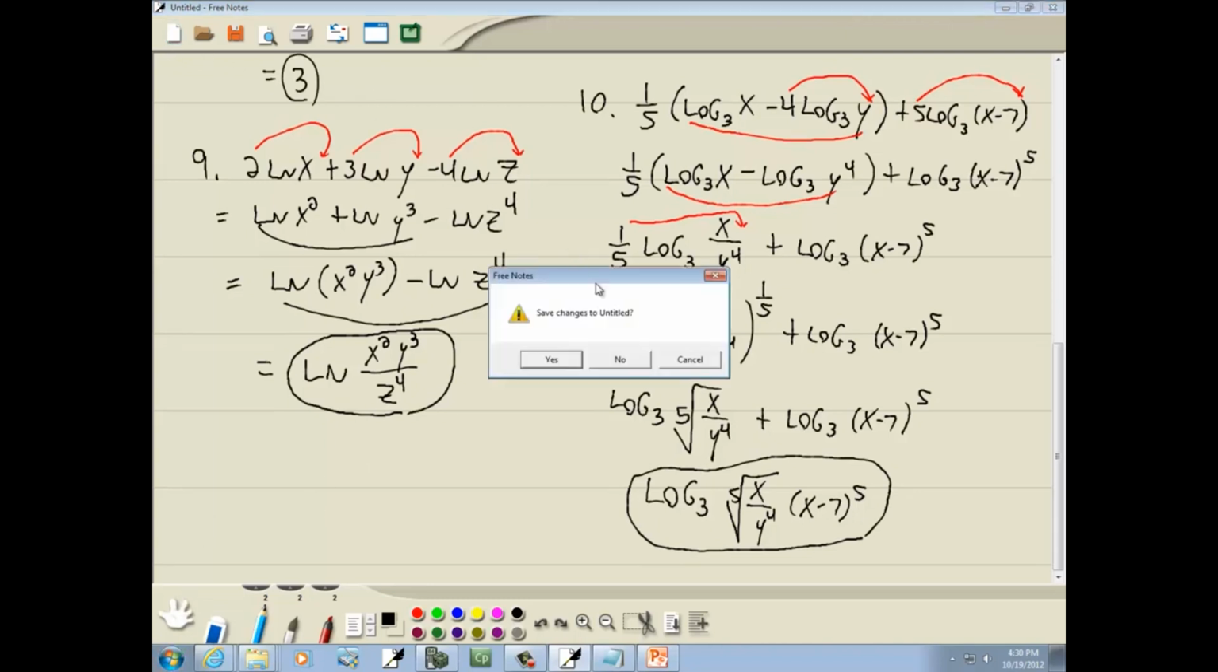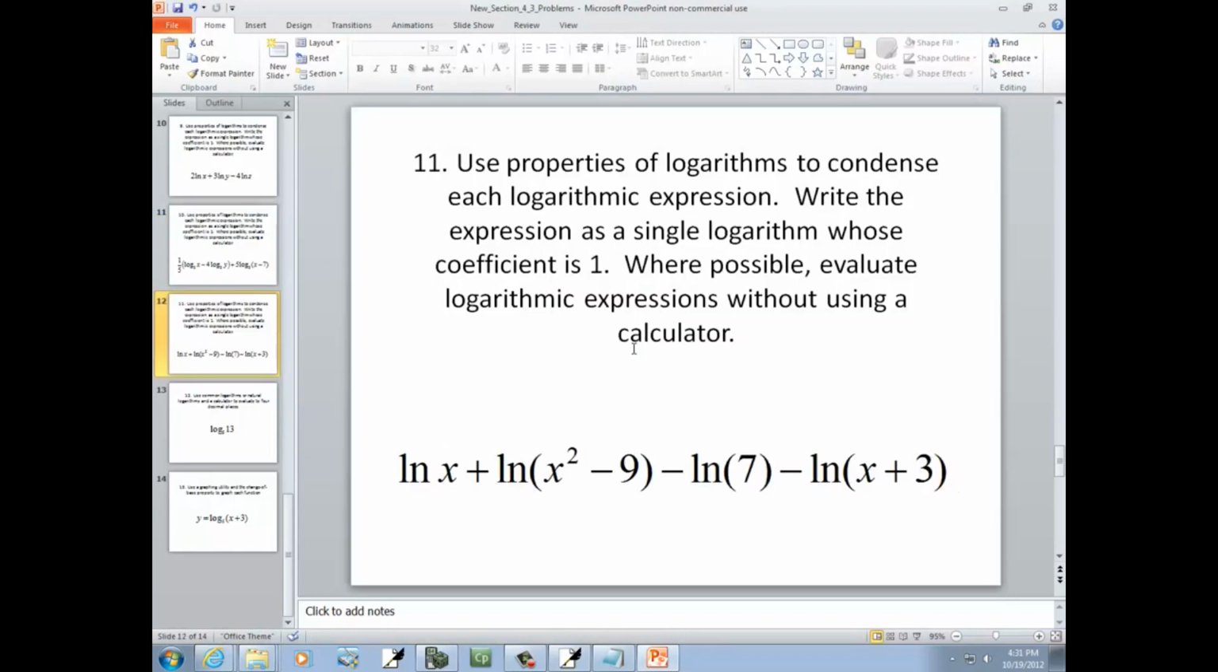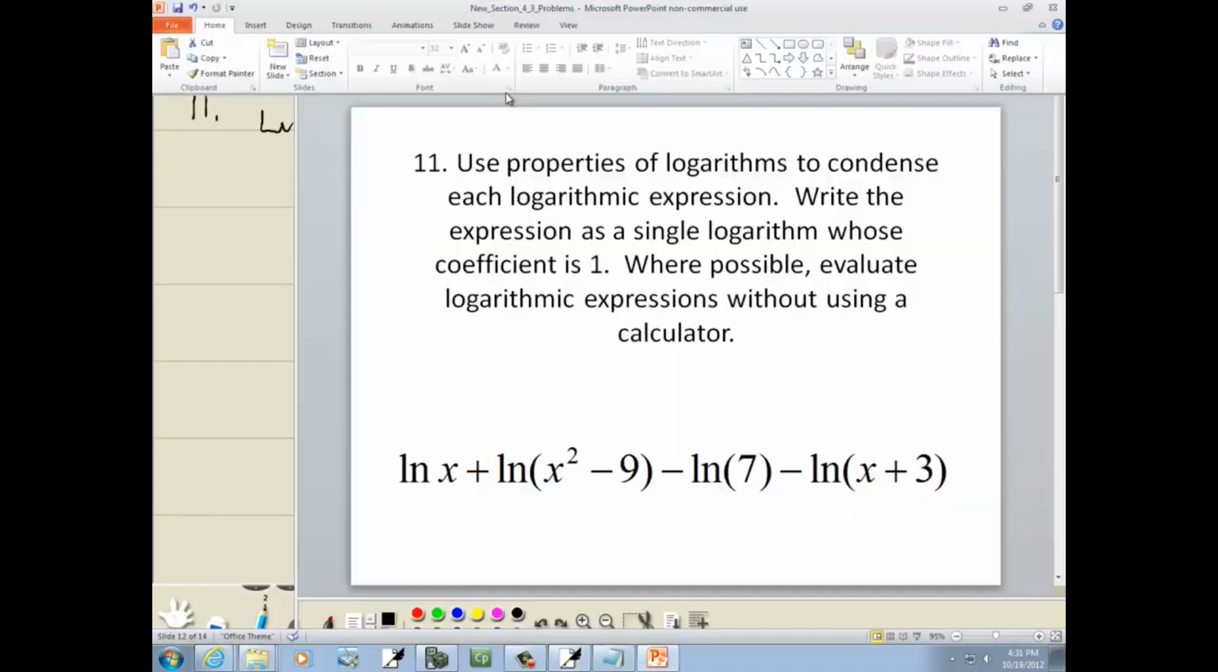And let me start a new page here. And we've got natural log of x plus natural log. My wife's calling, I think, so I'll probably have to listen here in a second to see if she's broke down.